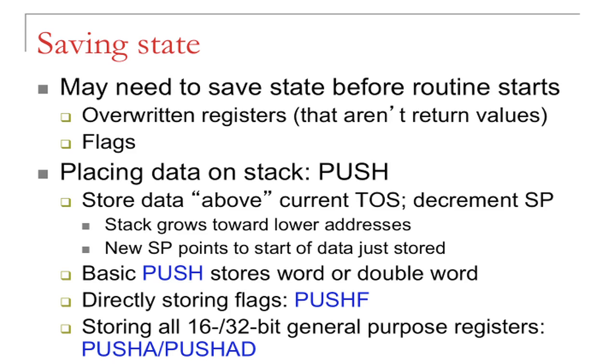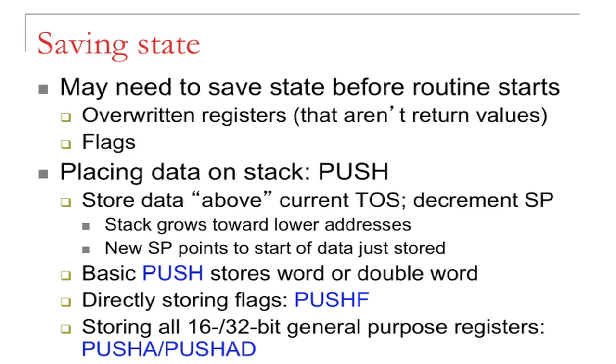Let's talk more about saving the state. We explained earlier why we need to save state before a subroutine starts, because a subroutine may overwrite registers that might be useful to the main program. When we overwrite registers, their original values are lost. Also, the flag bits will be updated in the subroutine. So if we want to return the original flag bits, we also need to protect the flags register.